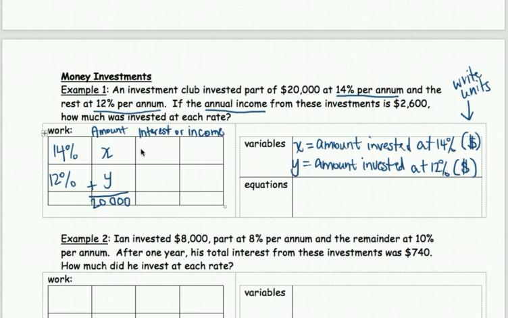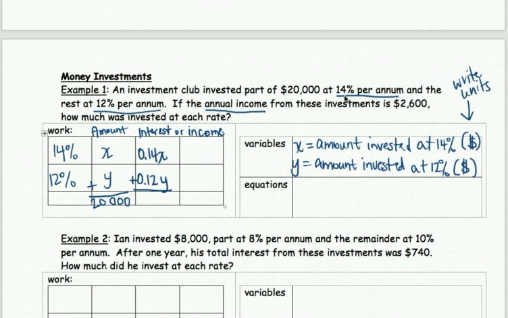So how do we calculate interest? Well, we're going to take our percentage and multiply it by how much we decide to actually put into the 14% account. And the 12% one, we're going to take 12, change it to decimal, and multiply by the amount that we decide to invest. All right, so then let's add these up.